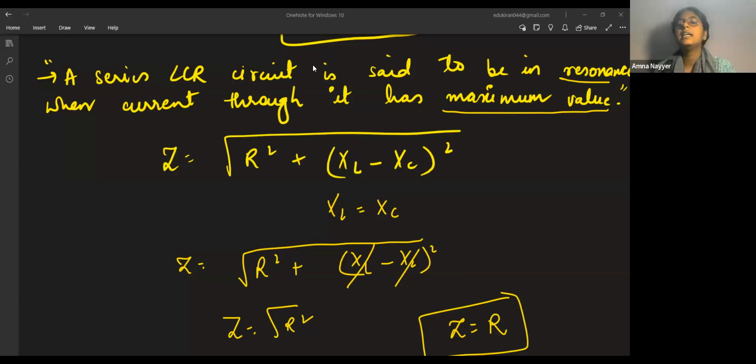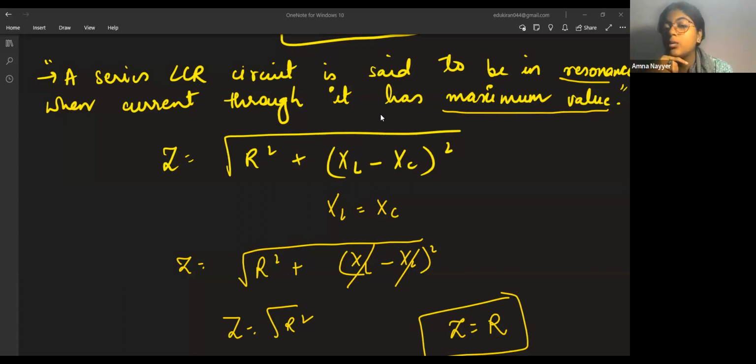Okay. Yes, I was saying, see, XL is equal to XC in this case. So when XL becomes equal to XC, the value of impedance becomes exactly the value of resistance. Now, for a series LCR circuit, which definition you have to mention in your exam? One definition will definitely be that resonance means when the value of inductive and capacitive reactances become equal. This will be one definition, but that's not sufficient. A series LCR circuit is said to be in resonance when current through it has the maximum value. This is the definition which you have to mention in your exam.